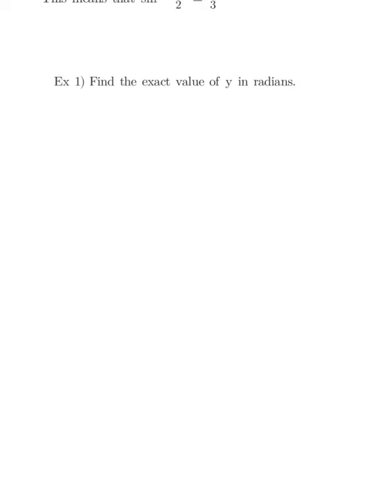On example 1, we are going to find the exact value of y in radians. On A, our problem is y equals the inverse cosine of -1. You are asking yourself what angle in radians in quadrant 1 or quadrant 2, because this is cosine, has a cosine of -1. Well, that happens at pi. So your answer here would be y equals pi.